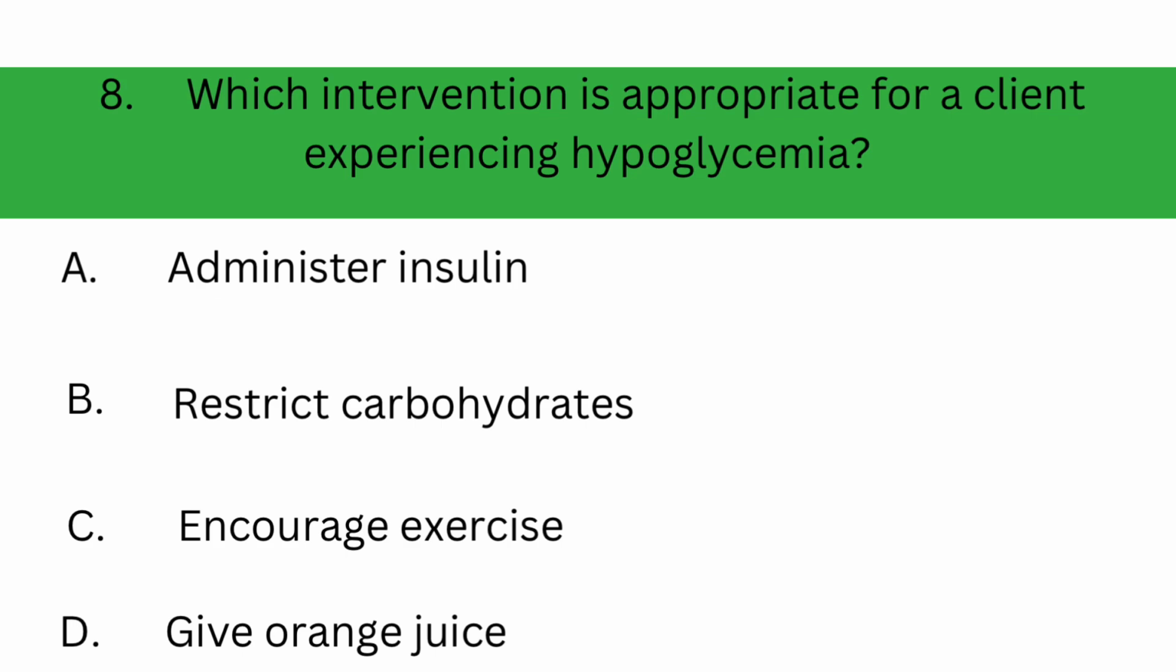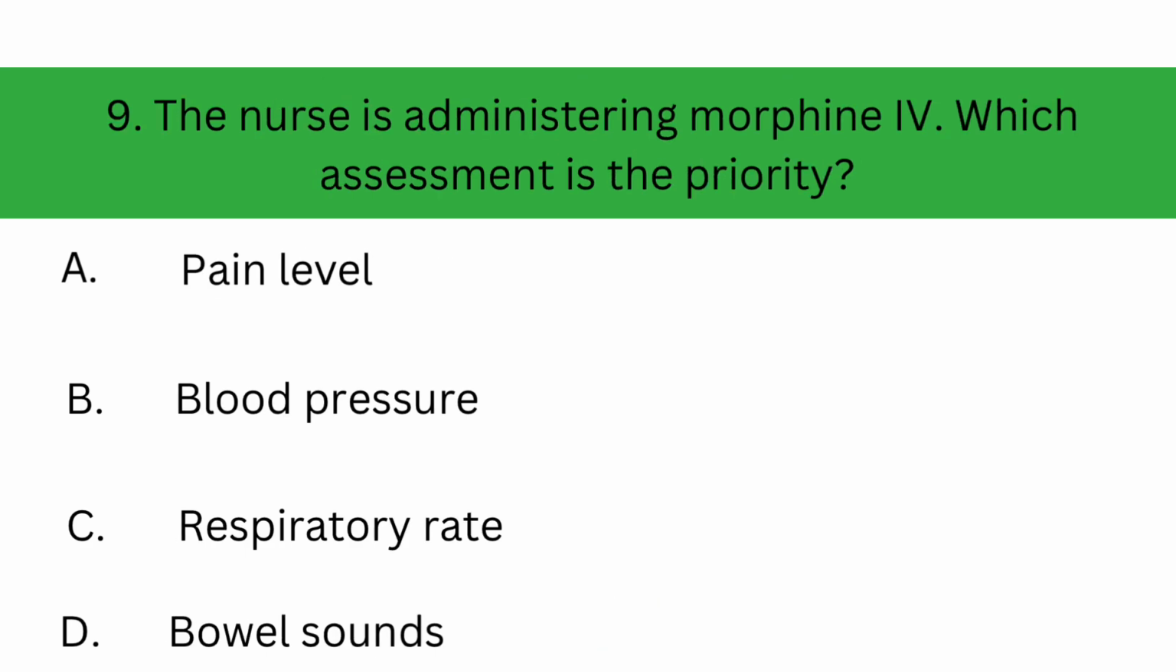8. Which intervention is appropriate for a client experiencing hypoglycemia? A. Administer insulin. B. Restrict carbohydrates. C. Encourage exercise. D. Give orange juice. Correct answer: D.